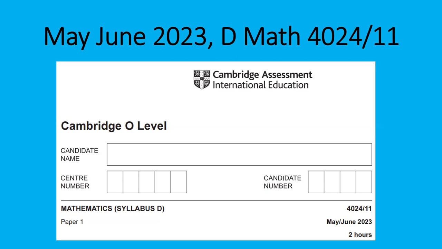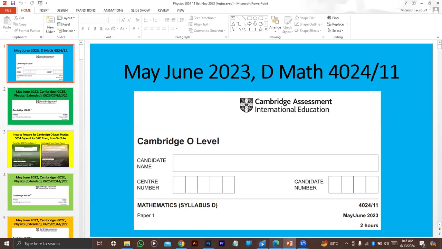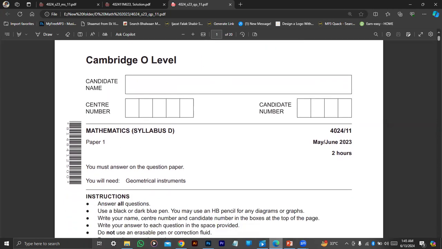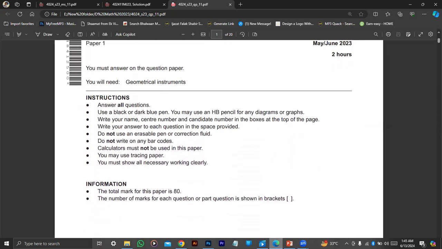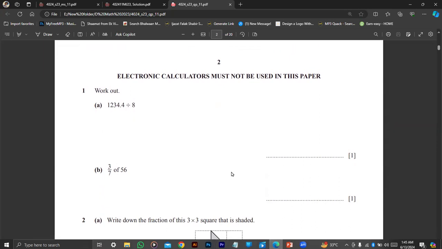Syllabus D. And today we have set our hearts to solve Paper 1 of this subject. For this purpose, we have selected the May-June 2023 paper 1-1. The time allowed for this paper is 2 hours, and the calculator is not allowed in this paper. So let's start, and on your screen, the May-June 2023 1-1 paper is showing up. This is Cambridge O-Levels Mathematics Syllabus D. And question number 1 is showing up on your screen.